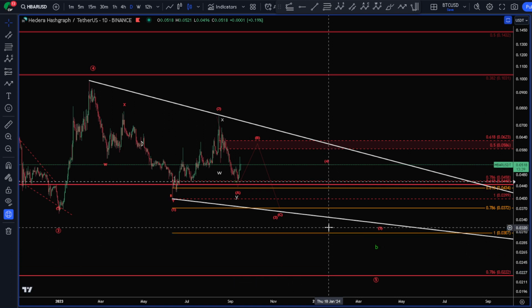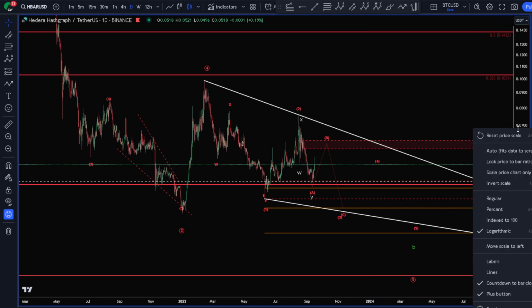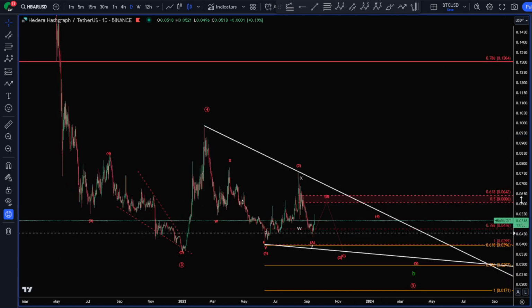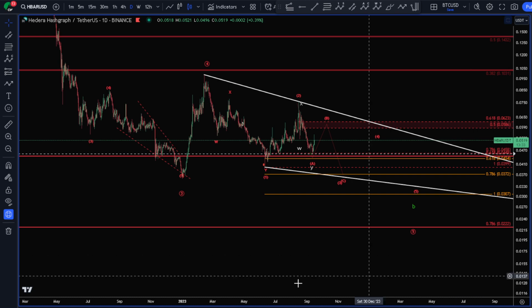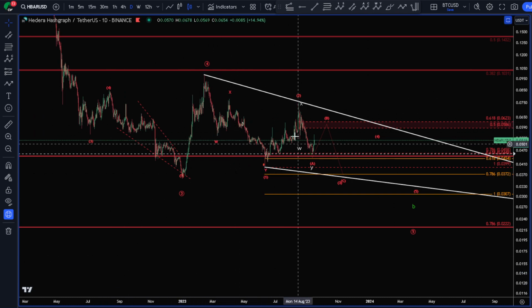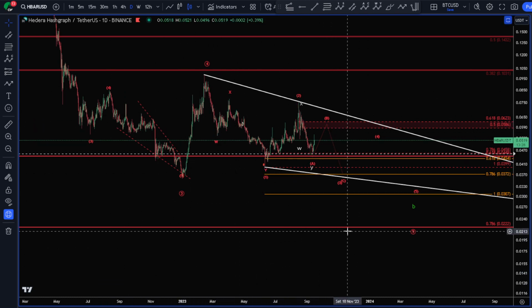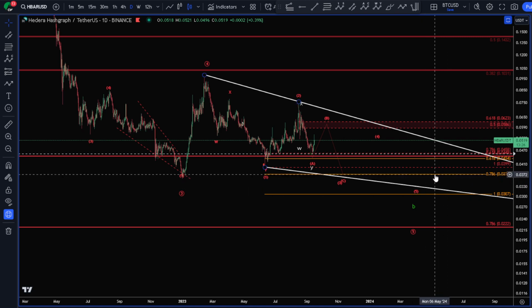Eventual targets have us around 3 cents as a bottom. And I'll be able to target those even better as we get these pivots in, but currently rough targets between 3 cents and 3.72 cents.